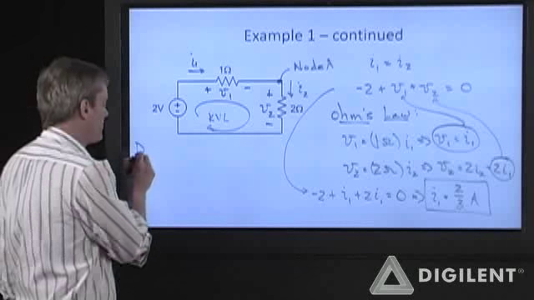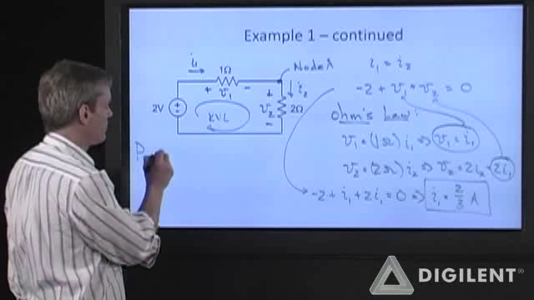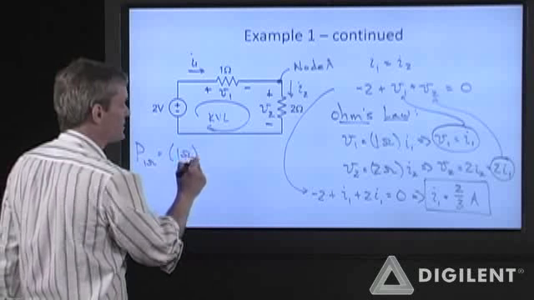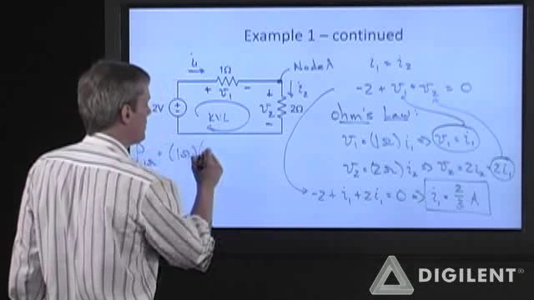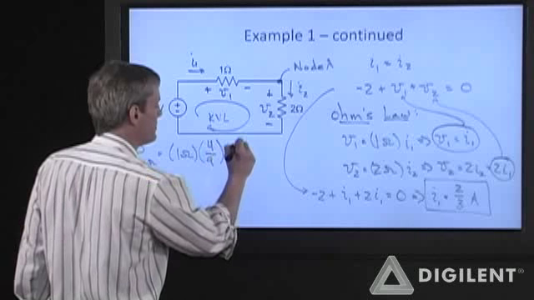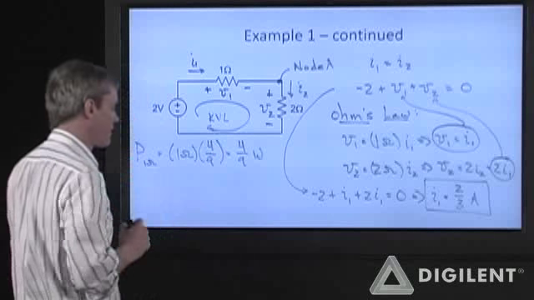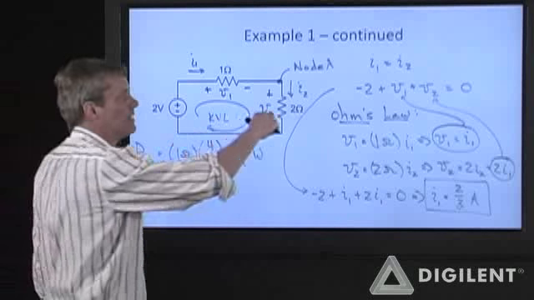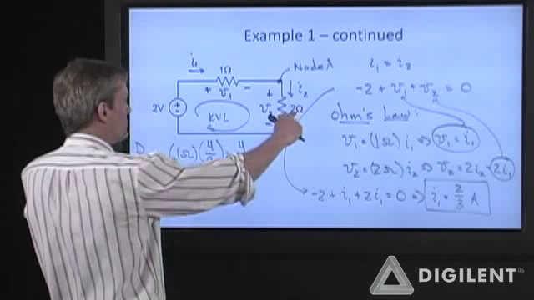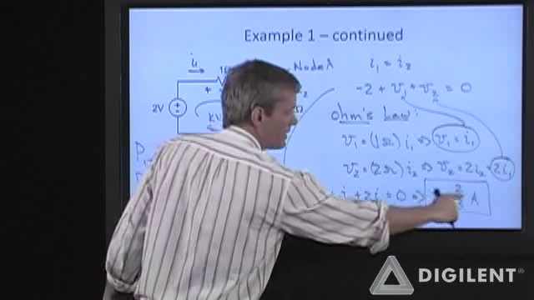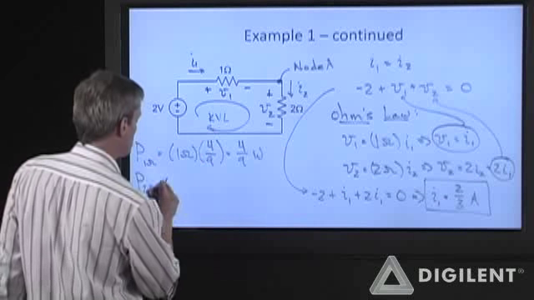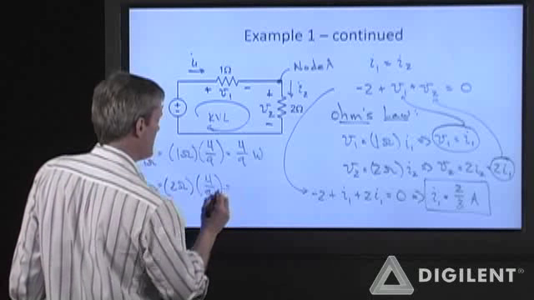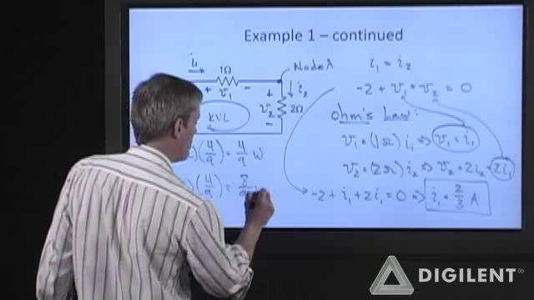Now the power dissipated by the 1 ohm resistor is just the resistance, 1 ohm, times I squared, 4/9. So this is 4/9 of a watt. The power dissipated by the 2 ohm resistor is 2 ohms, resistance times I squared. I2 is equal to I1. So this is 2 ohms times 4/9, which is 8/9 watts.